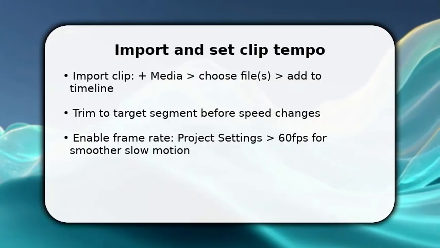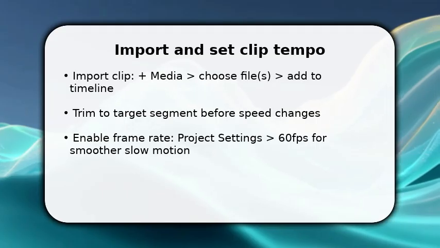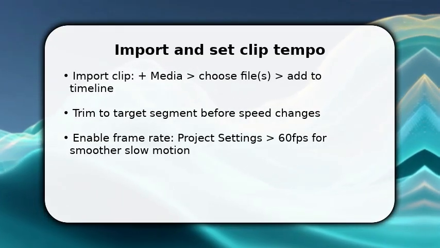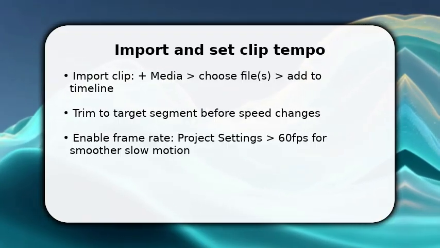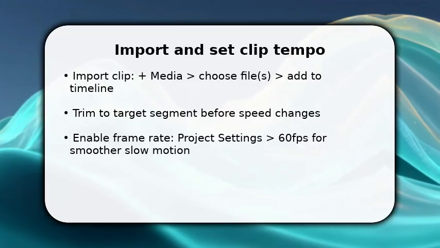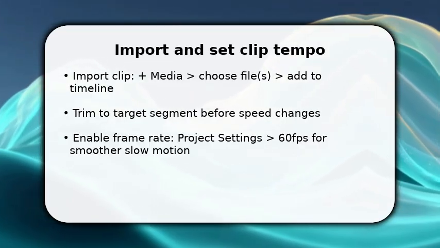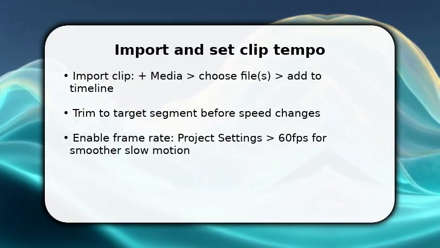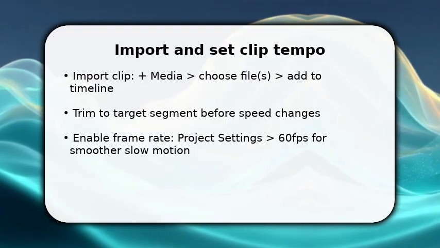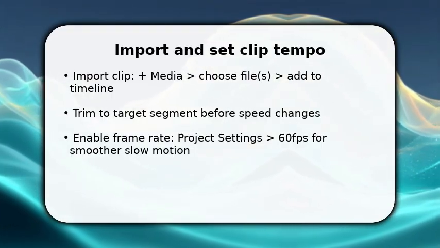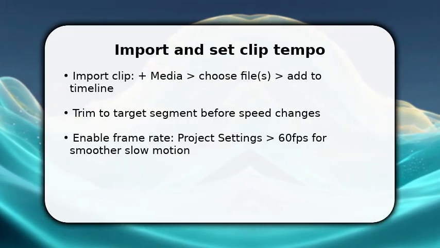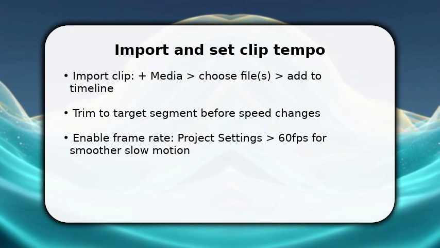You start by importing the clip and narrowing focus to the exact segment you want slowed. First, add the file to the timeline and trim both ends so you only edit the necessary frames. Once done, make sure your project frame rate matches the source. 60 FPS or higher produces smoother slow motion. Lower rates produce choppiness. You should also duplicate the trimmed clip before heavy edits so you keep an original backup. Now you're ready to open the speed controls and proceed.